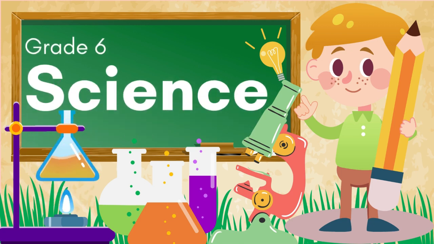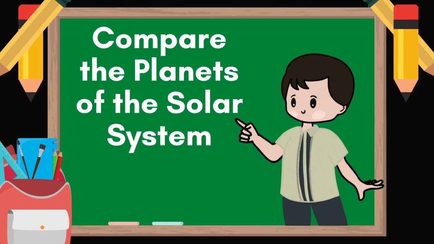Science Grade 6. Today in Science 6, you will be comparing the planets of the solar system. Studying this lesson would give you knowledge on the different characteristics of the 8 planets in the solar system, and therefore conclude that each of the planets is unique. At the end of the lesson, you will be comparing the planets of the solar system.